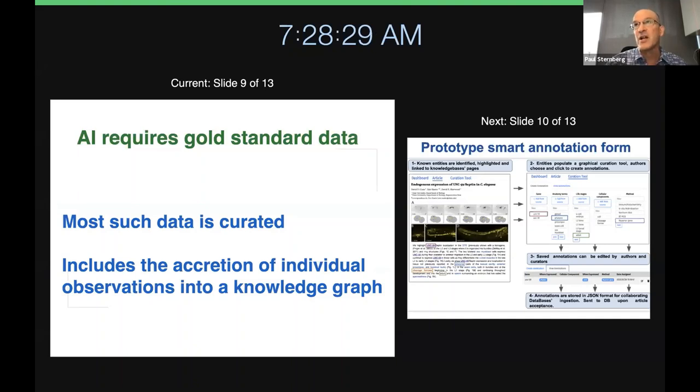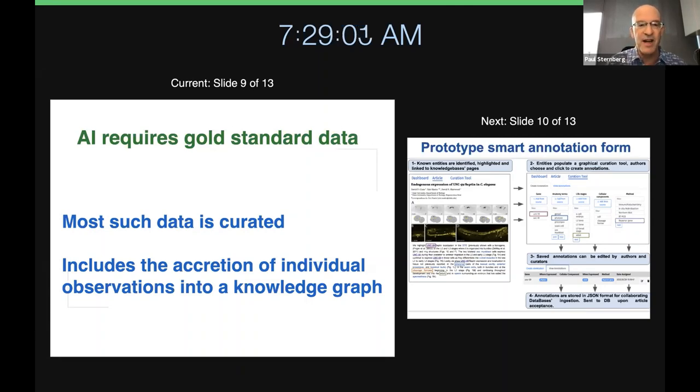One is taking data sets and mapping identifiers and doing what's called janitorial work of cleaning up the data so that it can be used by computers and displayed. And the other one is actually taking individual observations and getting them into a knowledge graph. And for artificial intelligence to work, it requires this gold standard data. So you need clean data, be that large scale or small. So that's what we'd like to capture.